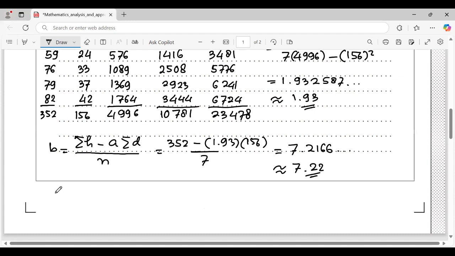So the regression equation is H equals AD plus B, or H equals 1.93D plus 7.22. This is the regression equation.